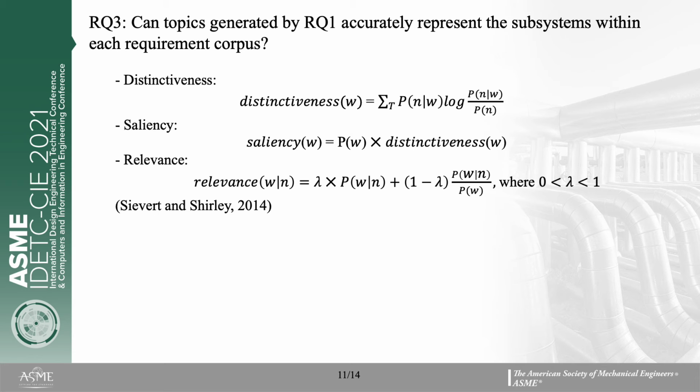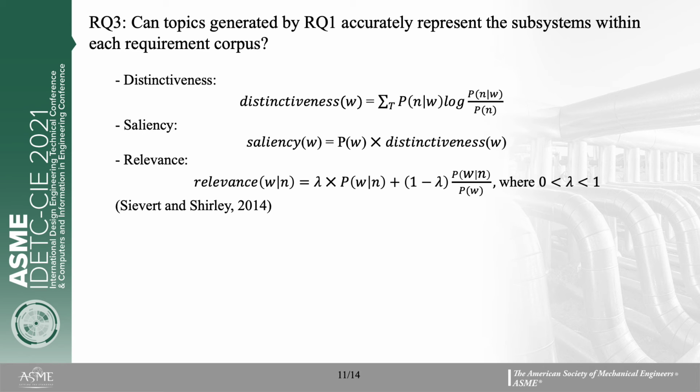In order to accurately represent requirement documents using topics, three measurements can be considered to determine which terms should be included for each topic. Distinctiveness is the KL divergence. It's a measurement of how one probability distribution is different from a second. Based on distinctiveness, a saliency score incorporates each word's probability into the equation. The third one is the relevance score. It introduces the lambda value as a weight parameter to determine the rank of words.